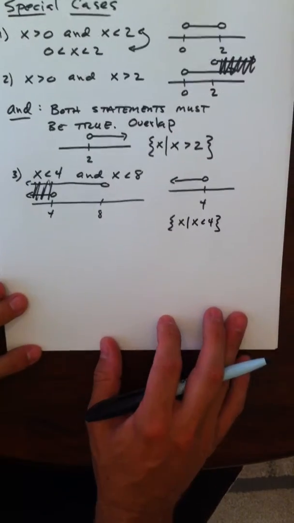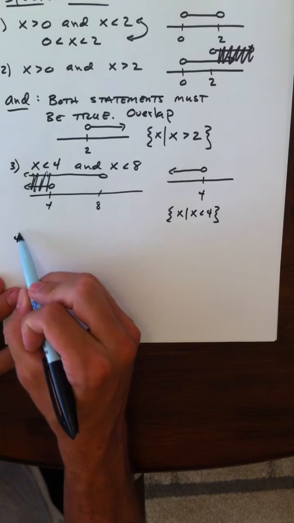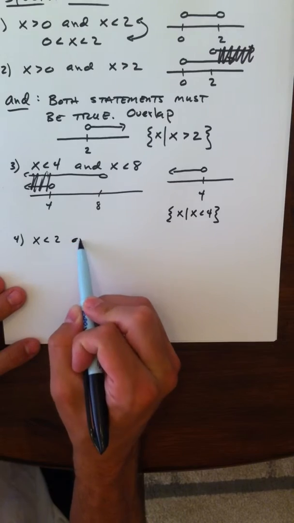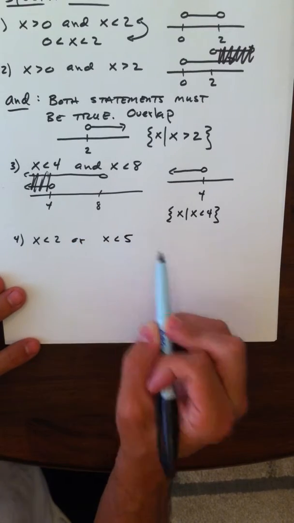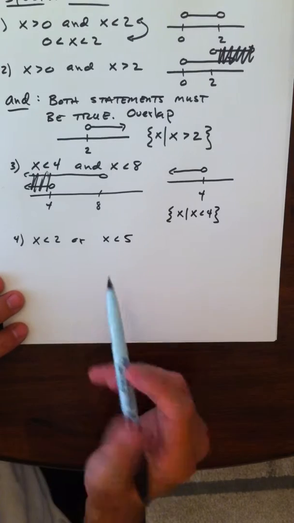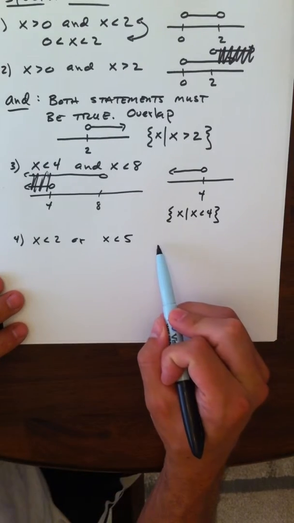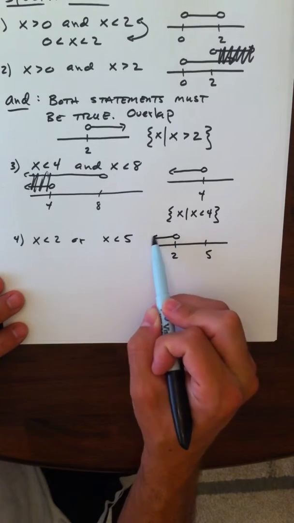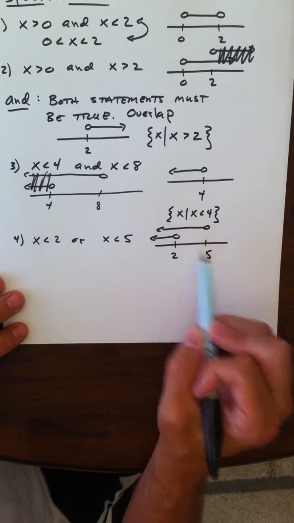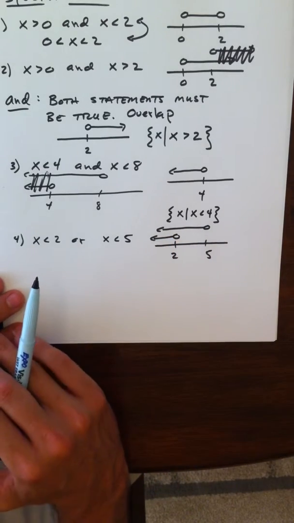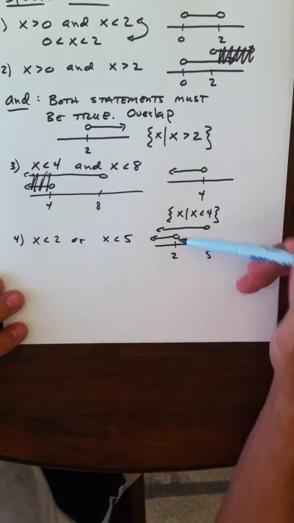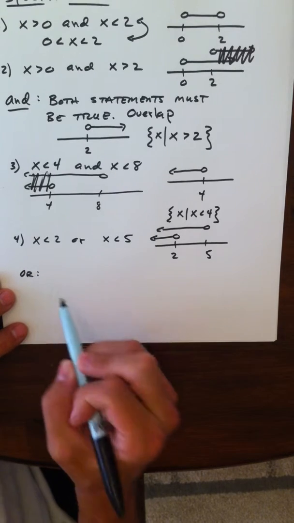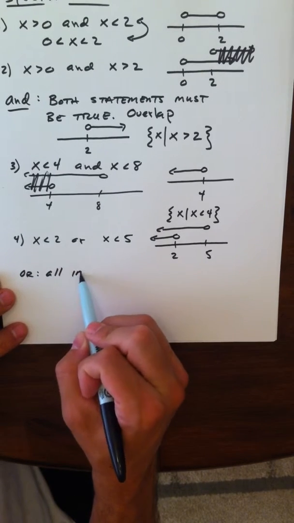Now, what if we threw an OR statement in there? Okay, what if I wrote x is less than 2 or x is less than 5? Well, here on this one, if I were to graph it, I'll graph it over here. 2, 5. Now what does the fact that it says or, how does that change it? Because if this was and, we'd be looking at this overlapping part. But or means all-inclusive.